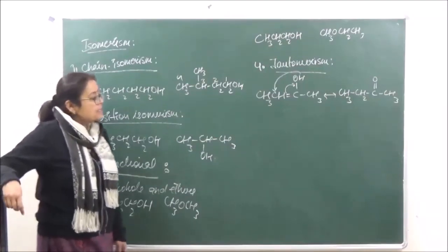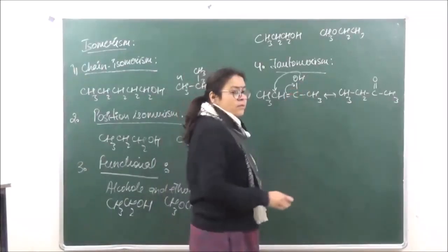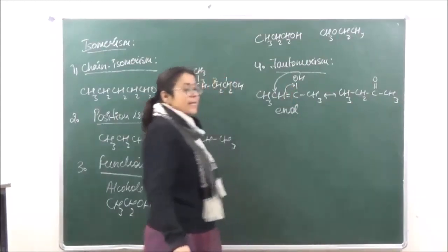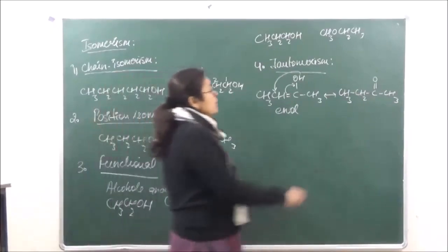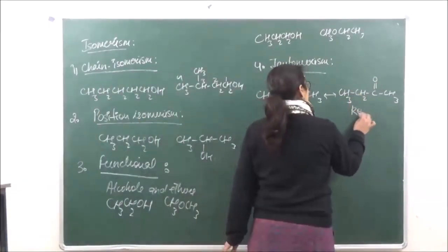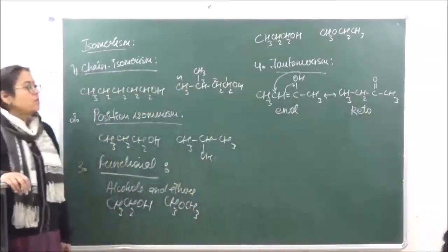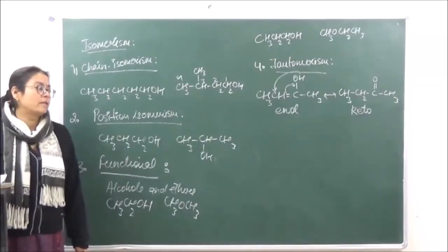Now over here you will see that in this particular compound there is one OH and one ene which is present. So this is known as enol, ene and ol together. This is known as the enol form. Whereas over here there is a keto group which is present. So this is known as the keto form. So this tautomerism is known as keto-enol tautomerism, right?